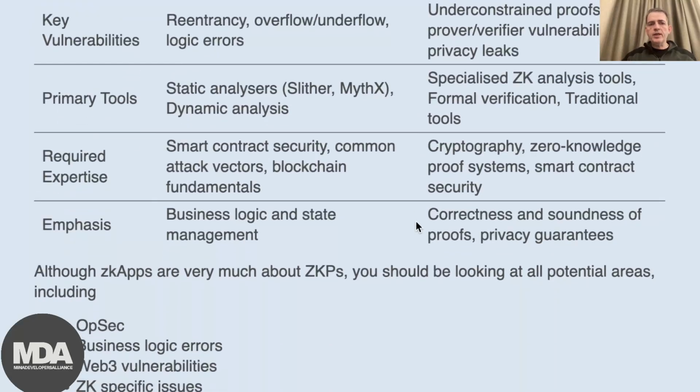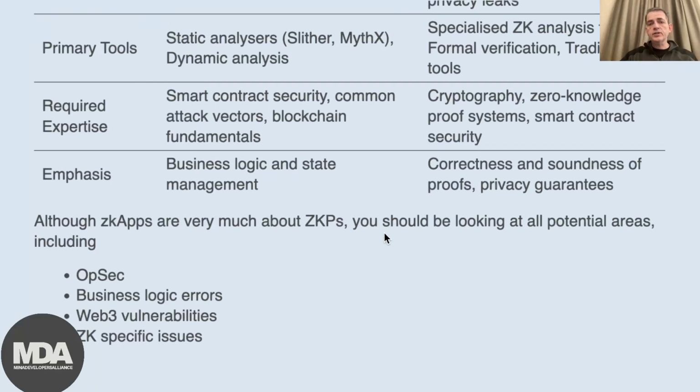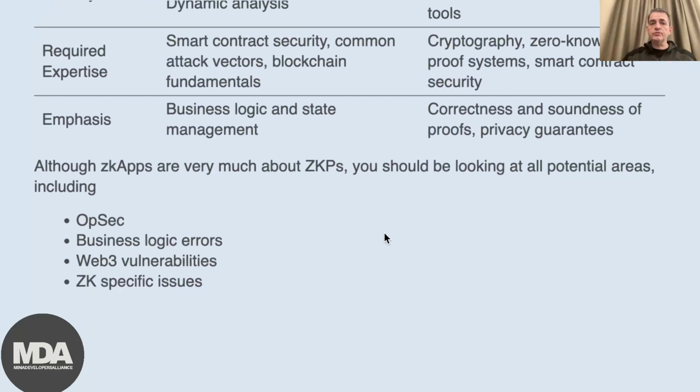And the 2 main areas we're probably going to be thinking about are the soundness of the proofs and the correctness of the computation, and also privacy guarantees. But having said that, those are the ZK aspects, but you shouldn't forget the other aspects of applications that still apply when you're auditing code. So you need to think about things like operational security, about any logic errors within the business logic, Web3 vulnerabilities generally. And then also on top of that, we have the ZK specific issues.